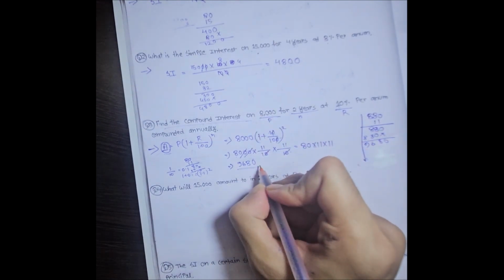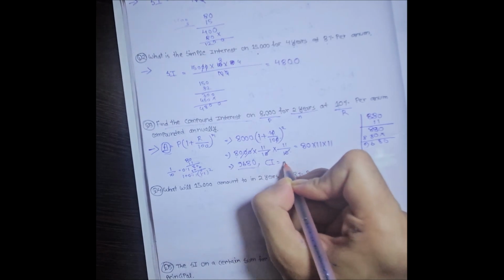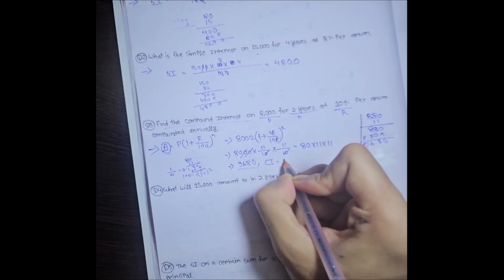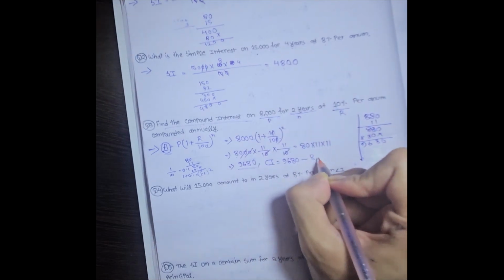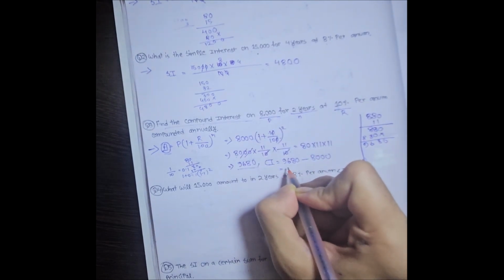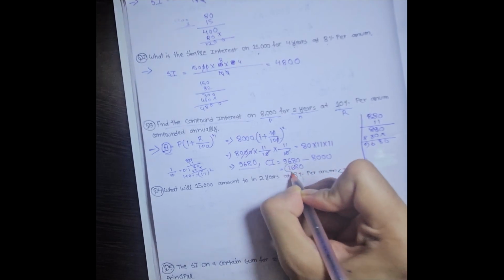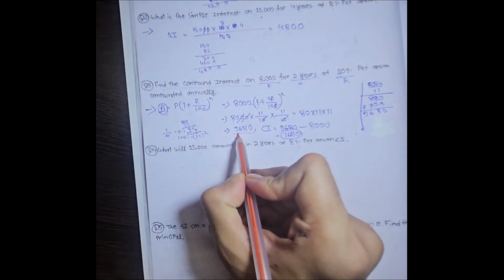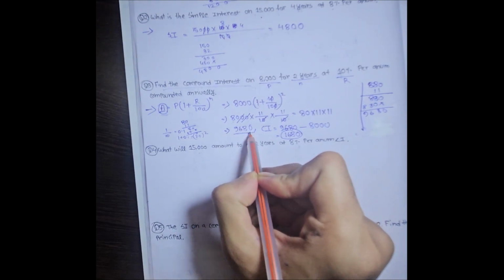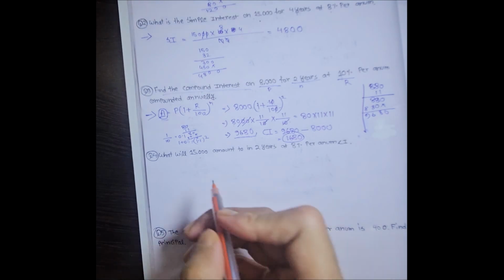So if we need to get the compound interest, what will we do? We'll do CI equals the amount of 9680 subtracted by the principal, which is 8,000. So what is the compound interest we will earn? It is 1680, right? Because what we calculated is just the total amount we will have after 2 years, not the compound interest directly.